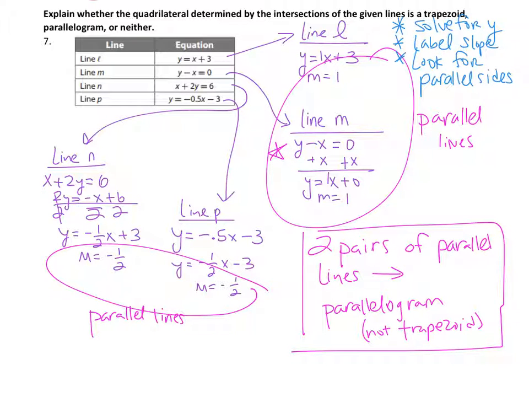So to recap of what we did, we need to solve for y first on all of the lines if they're not done so. We need to label what the slopes are so that we can then compare the slopes to look for any parallel sides. So if we only had 1 pair of parallel sides, that would be a trapezoid. Since we have 2 of them, that is our parallelogram.